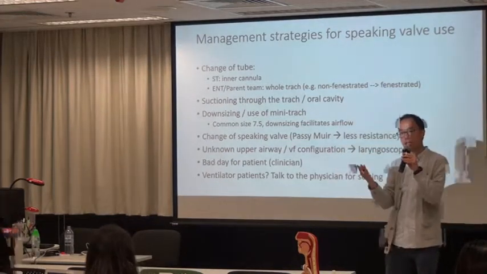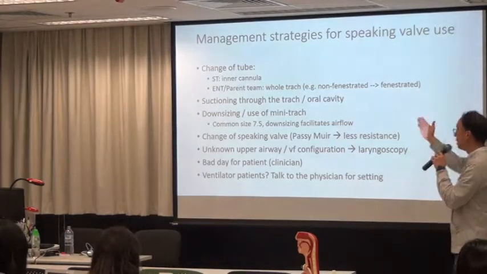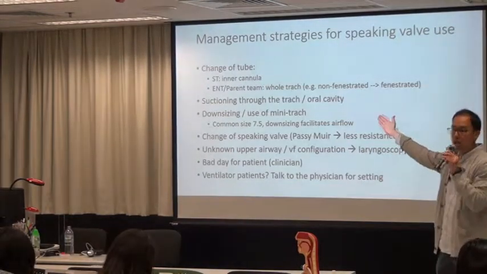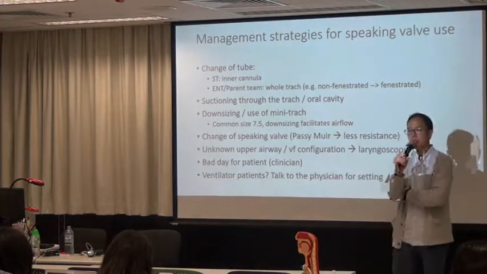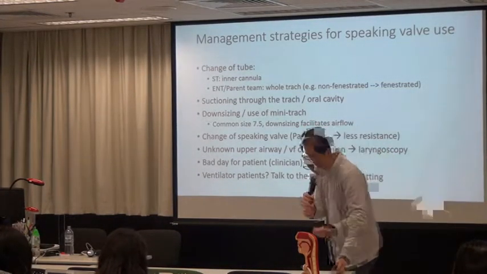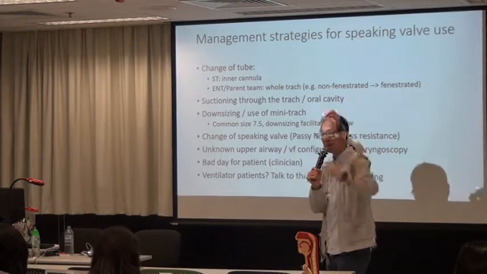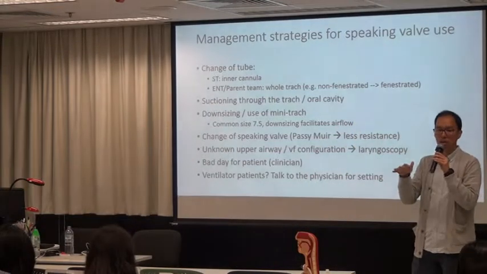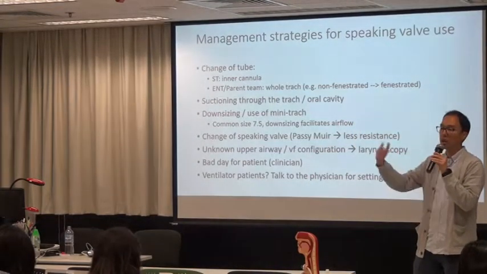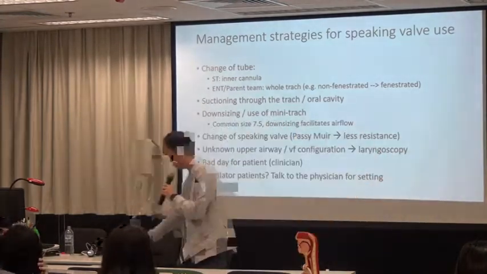strategy is to downsize, use a smaller tracheostomy. Okay, but again, this would involve the parent team, involve the ENT, or you can consider changing a speaking valve. We have cheaper ones available. This one is called Speak Easy, the Shiley one. It's about $100 something. Okay, when we want to buy it. Okay, when the patient wants to buy it, it's about $500. The Passy-Muir one.